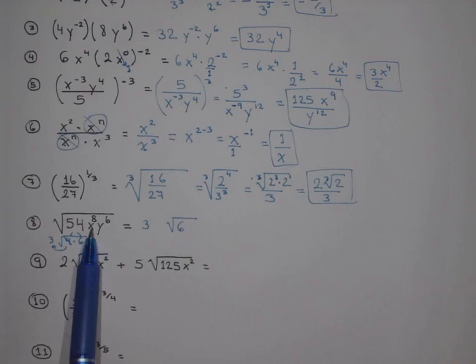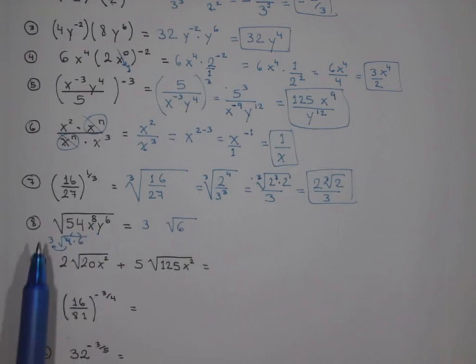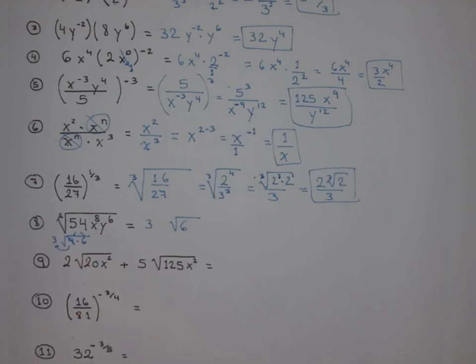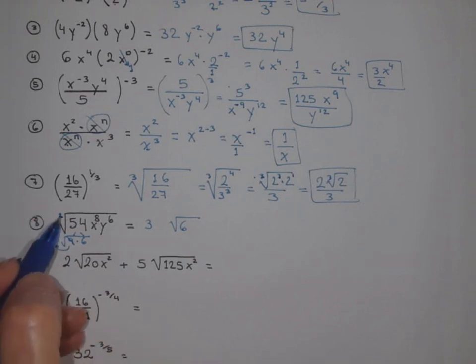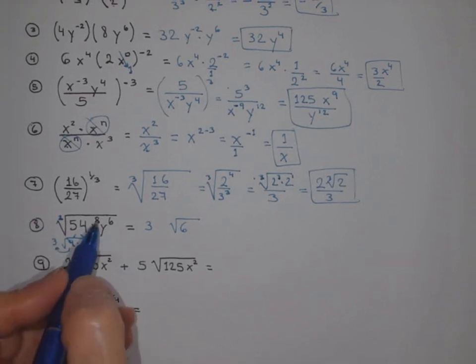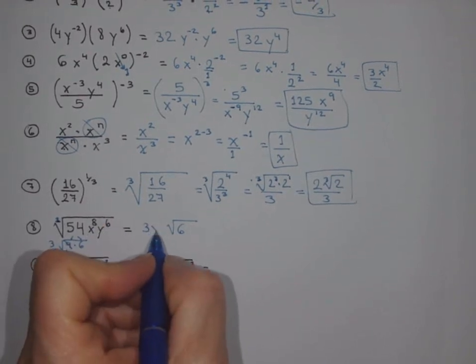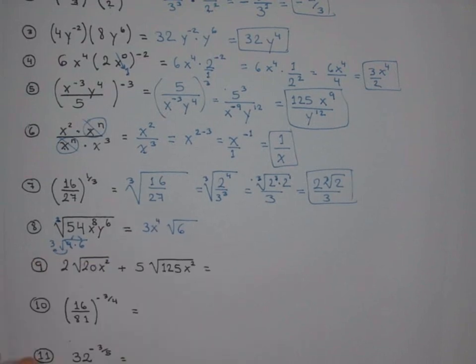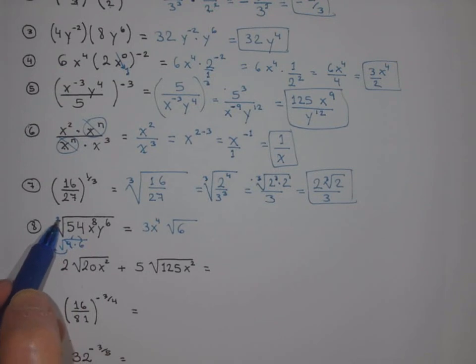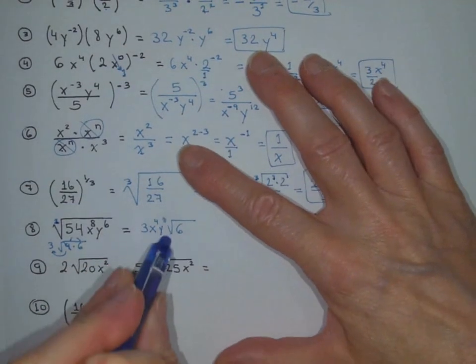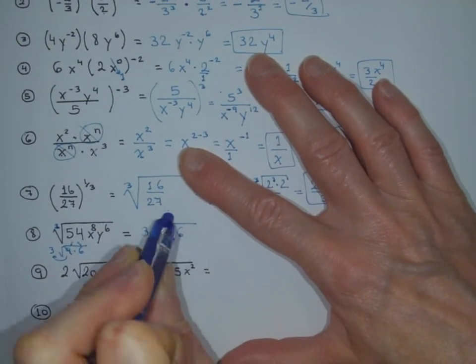So that's for 54. Now we need to look at x to the 8. This here is a little index of 2. We don't usually write it for a square root because it's the most common one, so we don't write that 2, but it's an index of 2. So we want to ask ourselves, 8 over 2 simplifies to a 4, so that's going to become an x to the 4th power on the outside. And then 6 over 2 would simplify to a 3, and so that would be a y cubed. Oh, I need more room on that one, so let me make a little bit more room here.